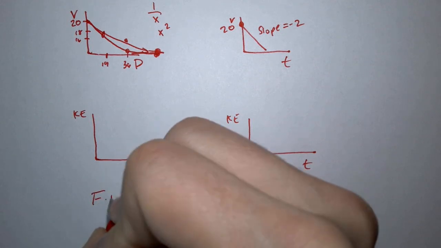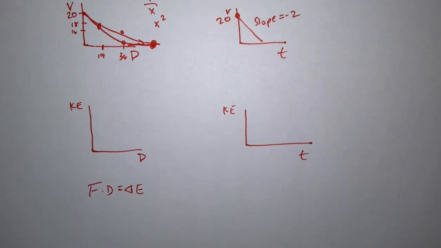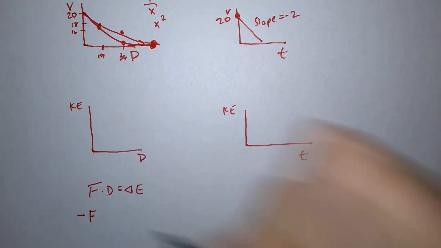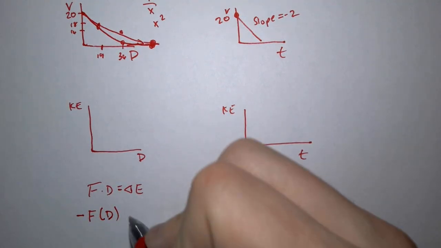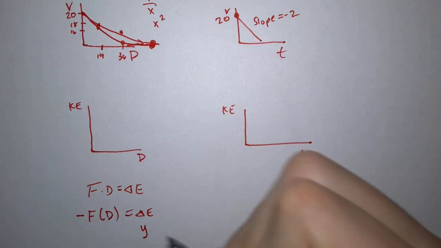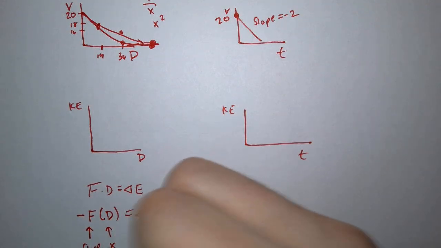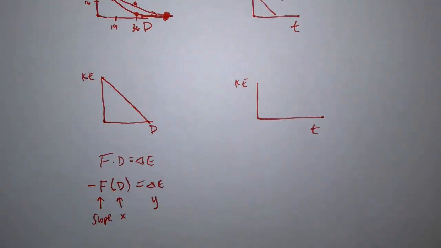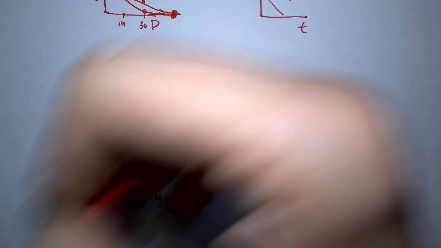So force times distance represents change in energy. If force times distance represents change in energy, we have a constant negative force. And we just have distance here would equal the change in energy. So we will have a y value, a slope value, and an x value. So this is just going to be a negative sloping graph there as a function of distance. So that one's pretty easy if you use your formulas for it.